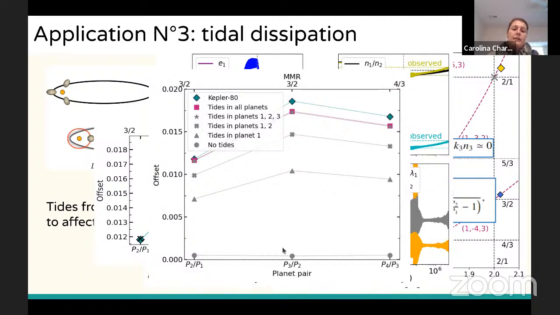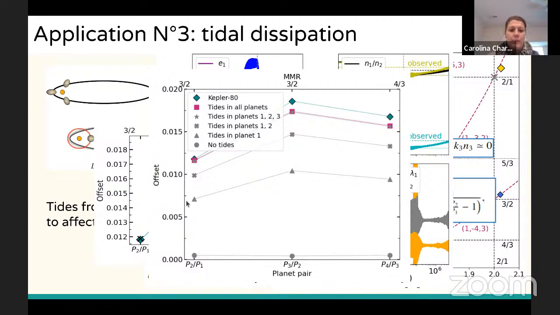Sorry, by tides, you mean this shape fluctuations of the planets? Yeah. Okay. So the deformation of the planet, which translates into a circularization in the orbit. Yeah. Okay. And so you can apply tides.